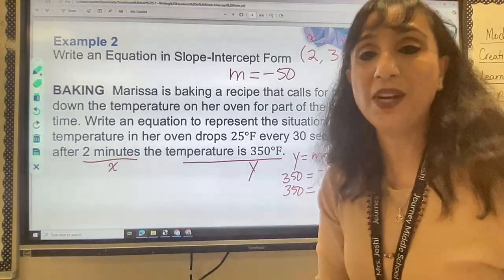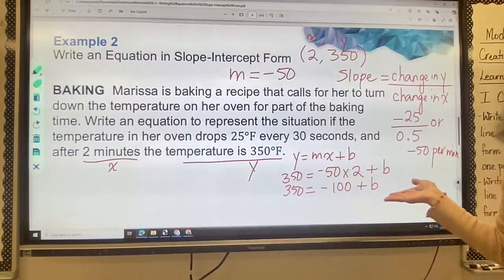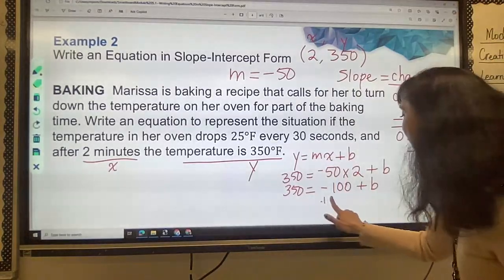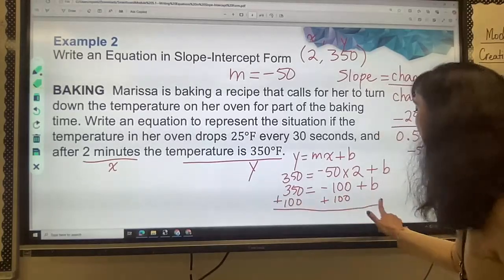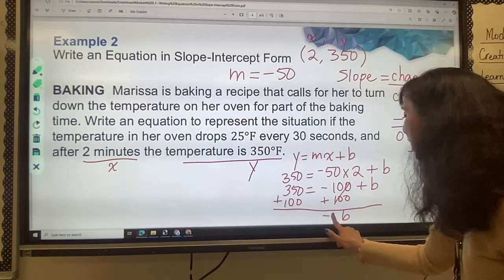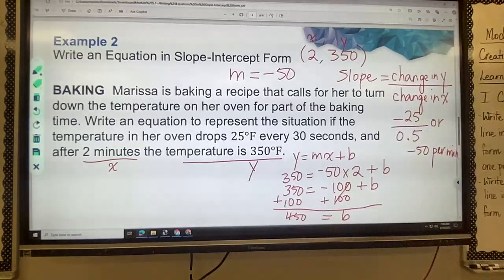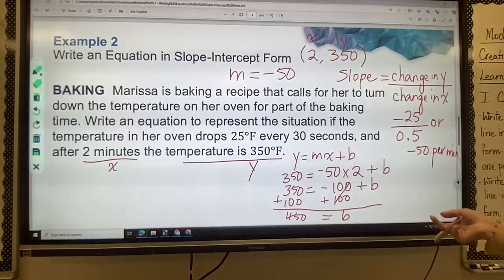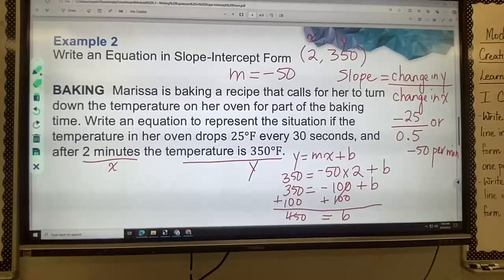And addition property of equality, because addition is the inverse of subtraction. I am going to add 100 to both sides of the equation. And I get B is equal to 450. So now I've got my y-intercept. So this means that the temperature of the oven was 450 degrees Fahrenheit when it was turned off.